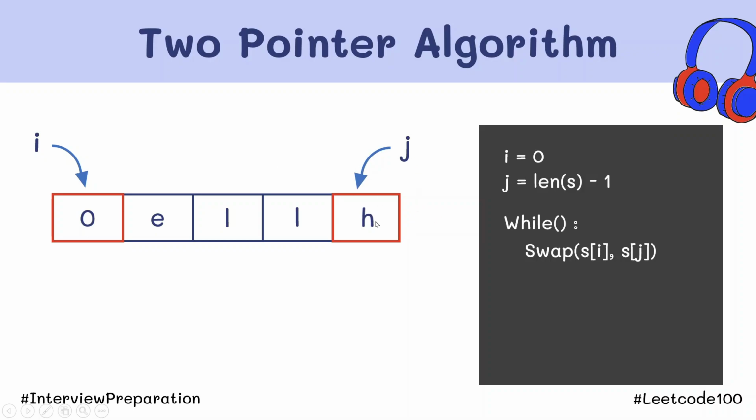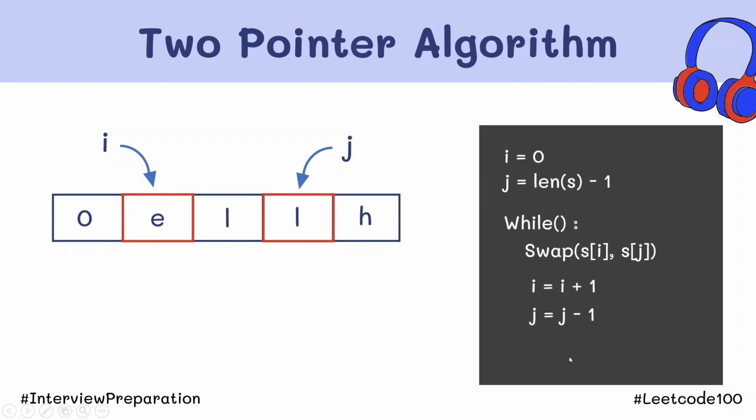They will update their position. The i comes to the second index and the j comes to the second last index. How? Simple. i equal to i plus 1 and j equal to j minus 1. That's simple, right? And then the loop runs again. We have to write a condition here. We will write it later on. Okay, the loop runs again.